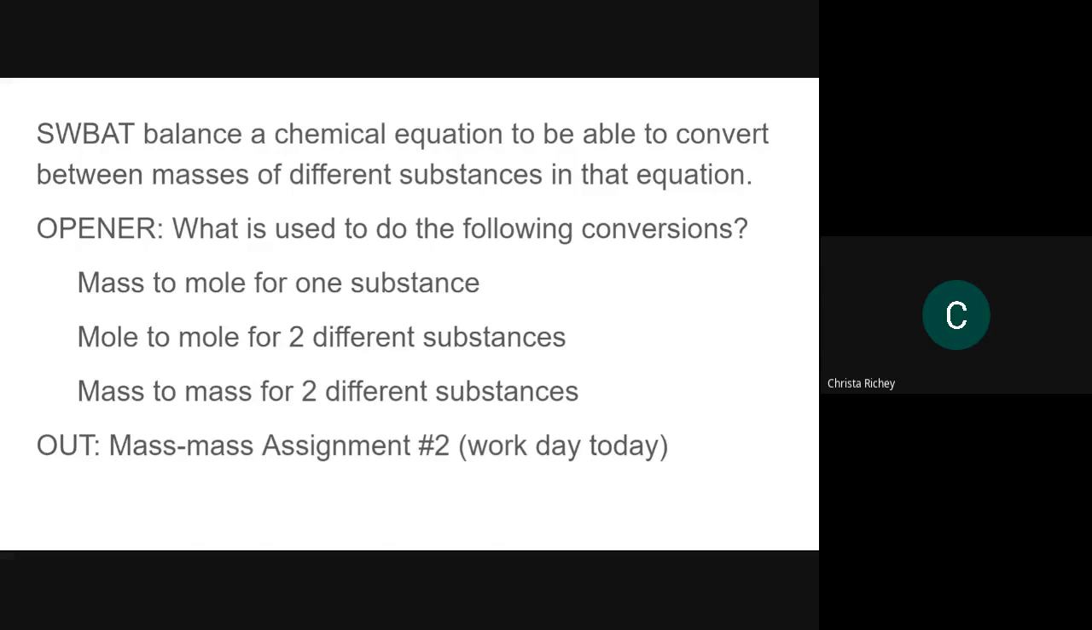That's a 1 step. But a mass to mass asks you to do something else. We have to switch in a 1-step mole conversion. Okay, so how do you do this? How do you get between moles of different things? How do you switch between substances? This is where you get stuck.